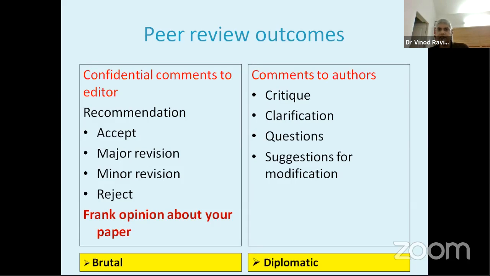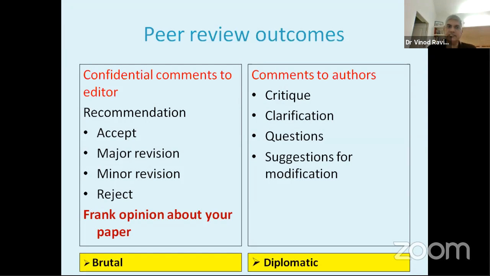So this could be a critical appraisal of your work. The peer reviewer may ask for clarification on some points. They may raise some questions related to the work and the specific segments of your manuscript. And they can also suggest modifications to improve the clarity and sharpen the focus of your manuscript.